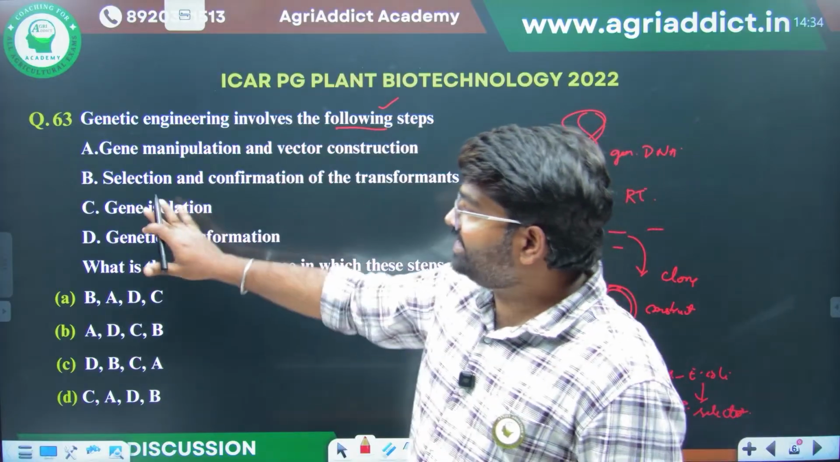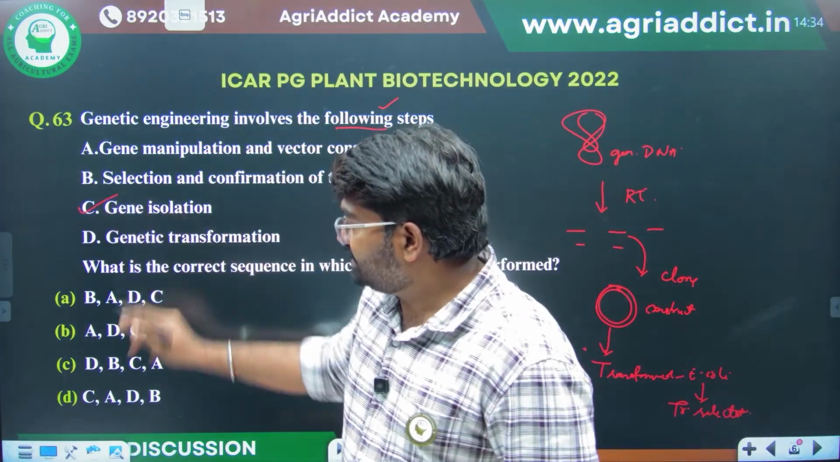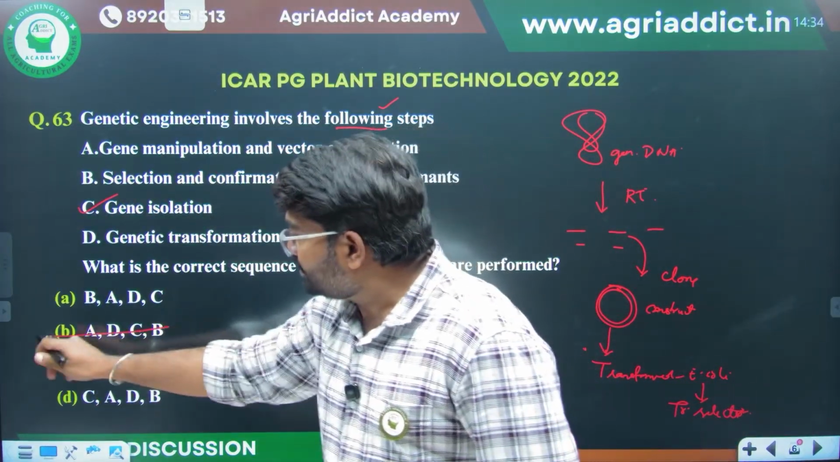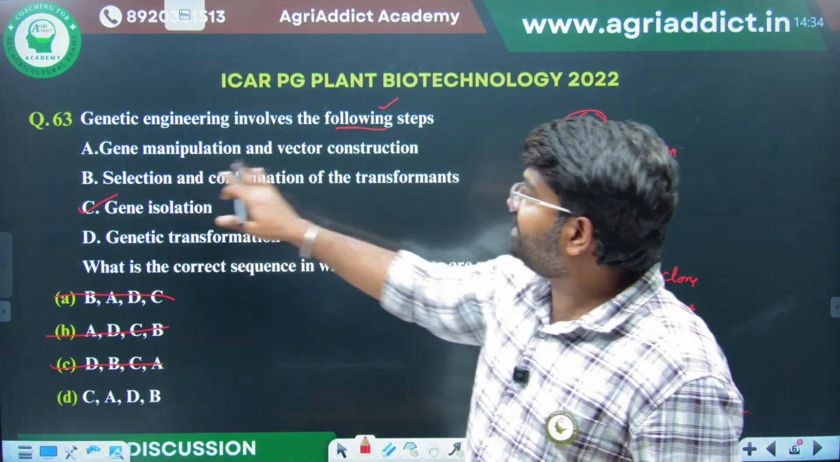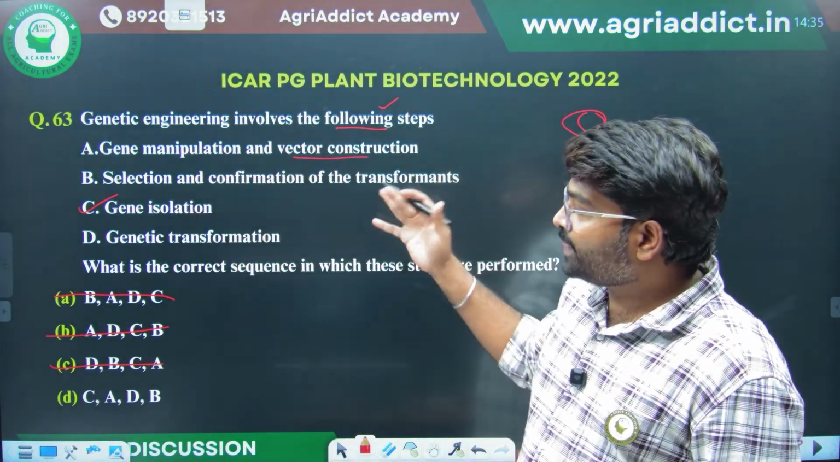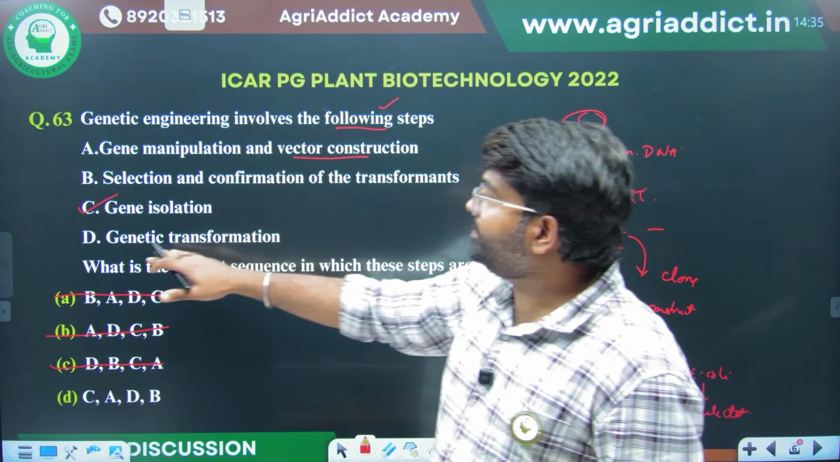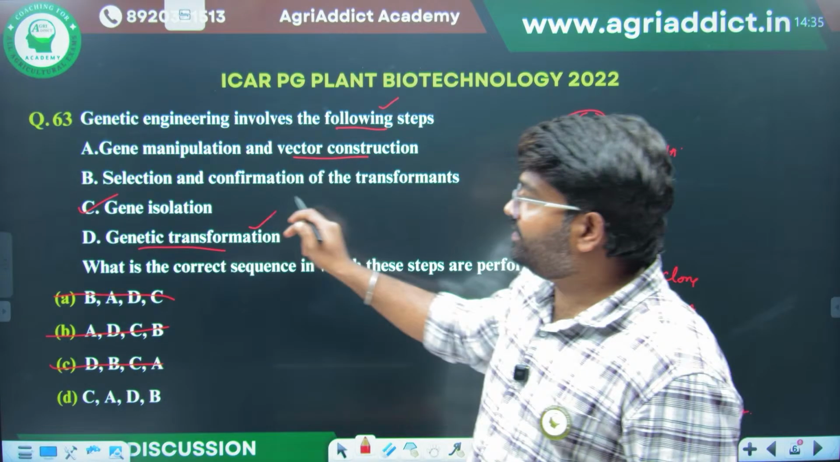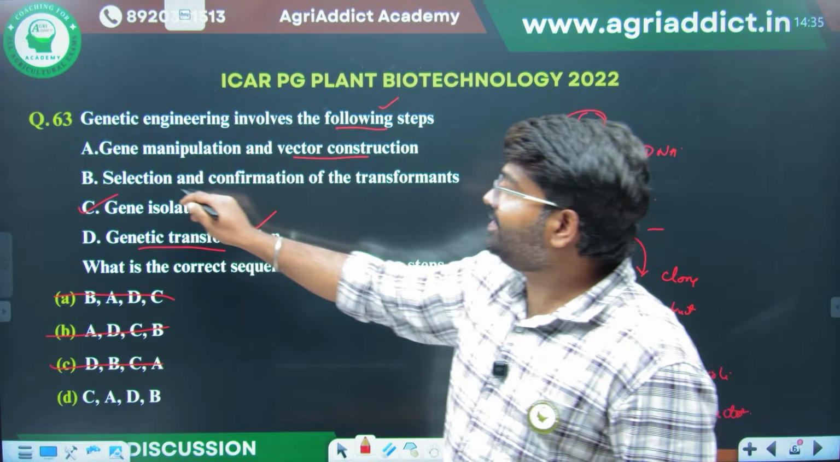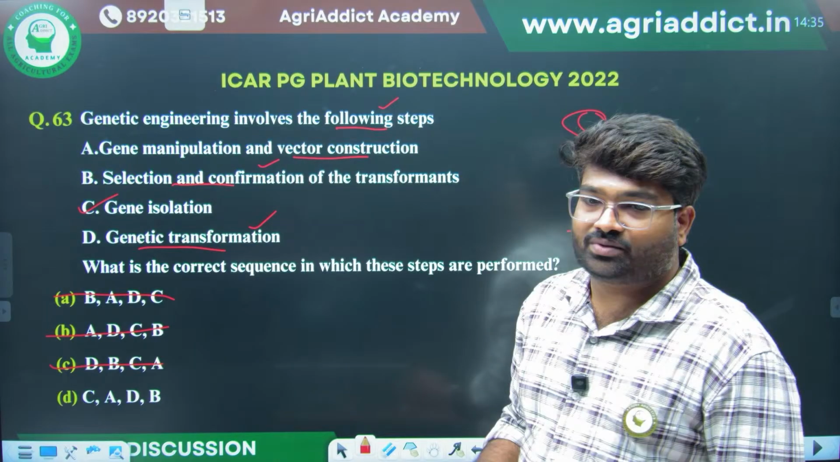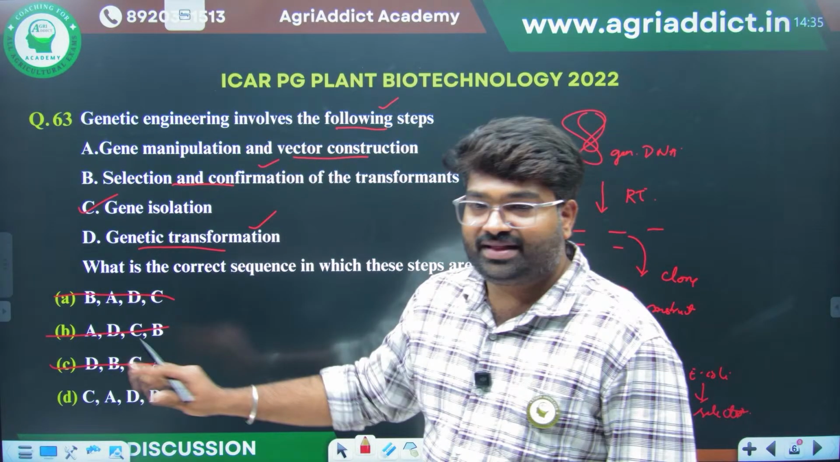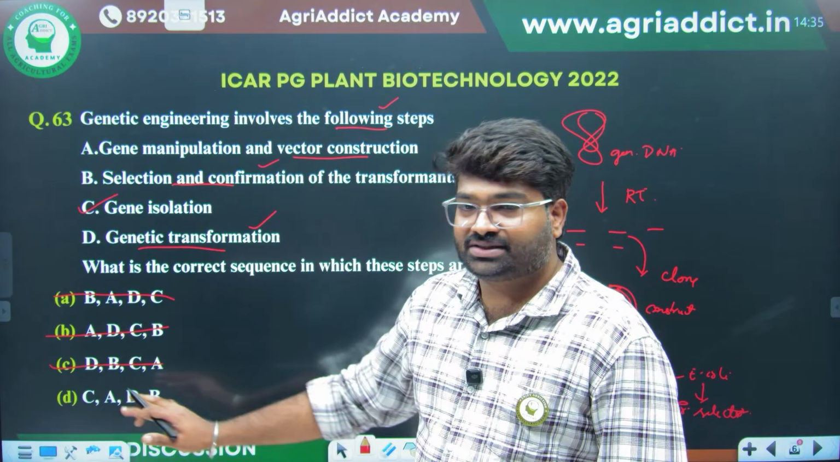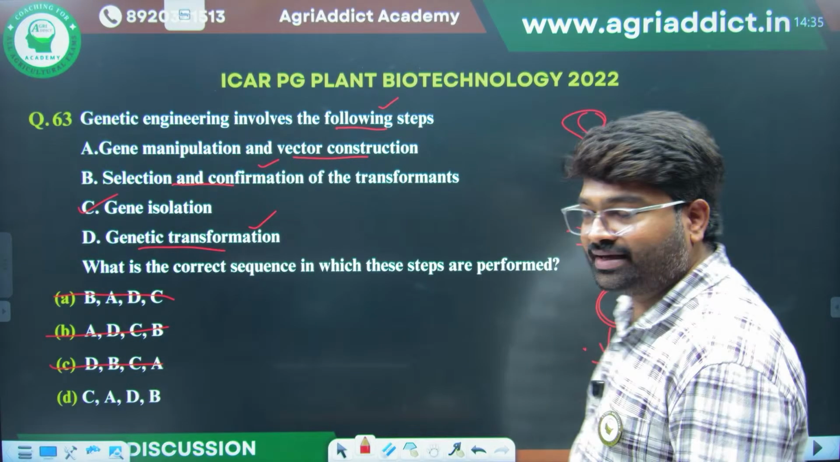First thing was gene isolation. Wherever C is coming first, that will be the right answer. First the gene has to be isolated. Then manipulation and vector construction will be done. After that, transformation we will do. Then we will select and confirm the transformed cells. So option D will be the right answer: C, A, D, B.